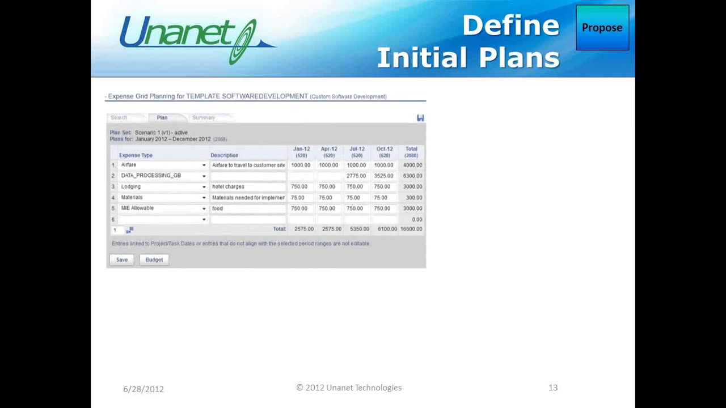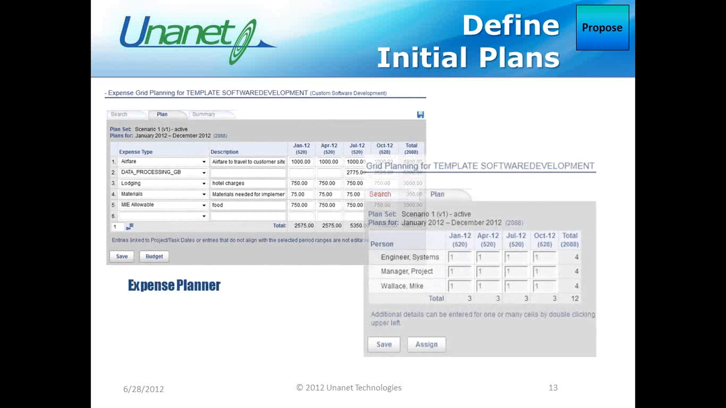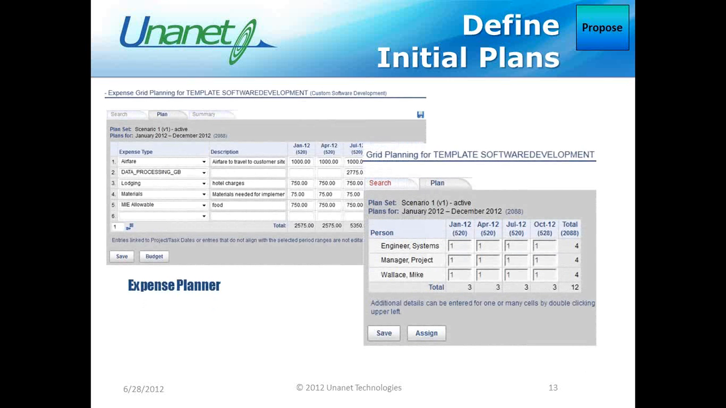For each template, a default resource and expense plan can be included. Estimating expenses and staffing is done easily and quickly with grid-like planning features in Unanet called the Expense Planner and the People Planner, available in the Portfolio License type.